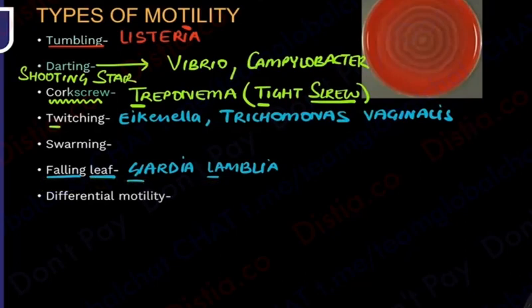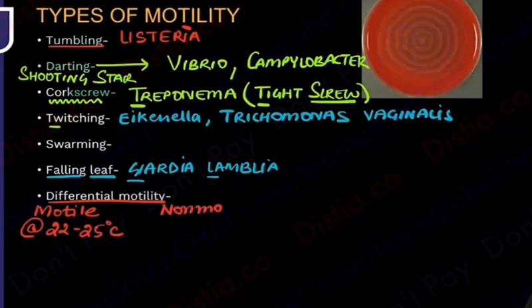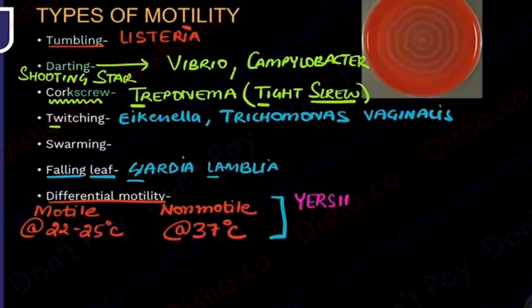Now I'll tell you what is differential motility. It means that if you have a lower temperature somewhere around 22 to 25 degree, it's going to be motile. However, if you have a higher temperature at 37 degree, it's going to be non-motile. So at one temperature it's motile and at the other it's not. And there are two organisms that come under it. I've learnt it as a rhyme, there is Yersiniosis and Listeriosis.